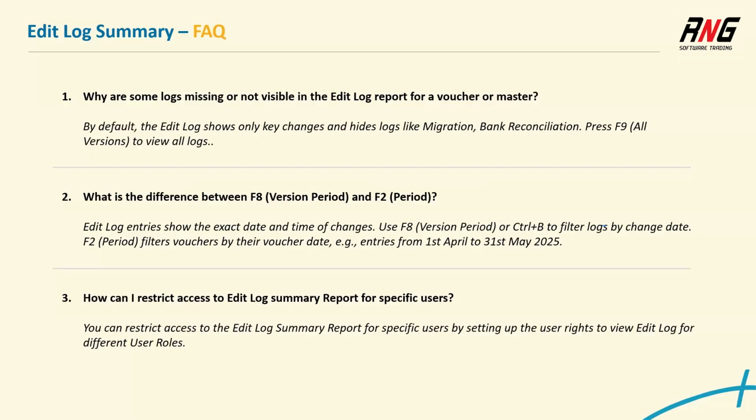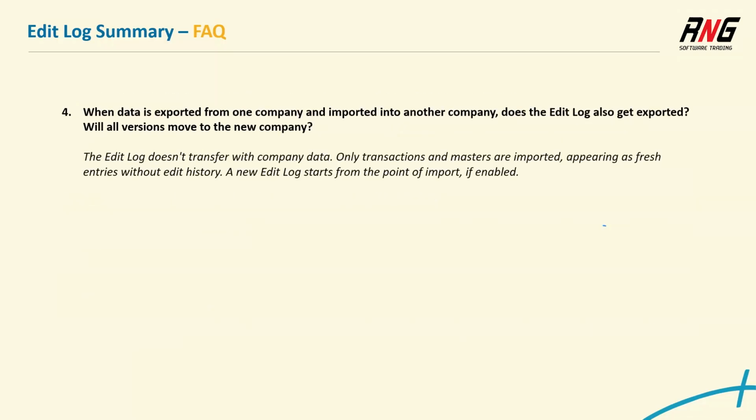How can I restrict access to edit log summary report for specific users? You can do it by setting up the user rights to view edit log for different user roles. So you can either enable or disable it for a particular user. If you don't want them to see the edit log, you can always restrict this report for specific users. When data is exported from one company and imported into another company, does the edit log also get exported with all the versions? By default, the edit log versions don't get transferred. Only the transactions and masters are imported, appearing as a fresh entry without any edit history. So from the moment you import into another company, a new edit log will start from the point of import, which will happen if it is enabled.